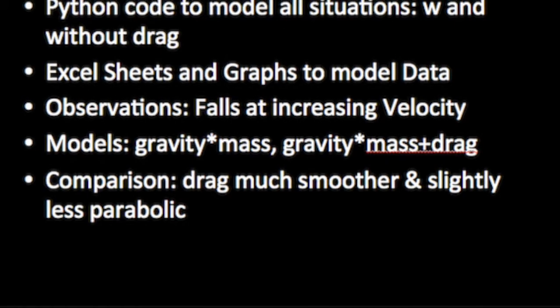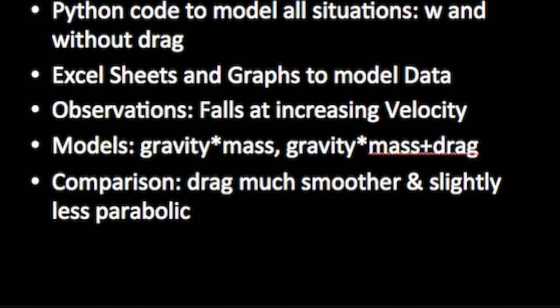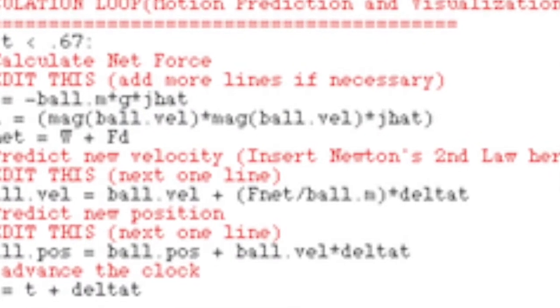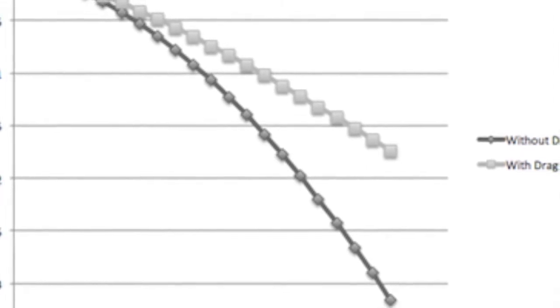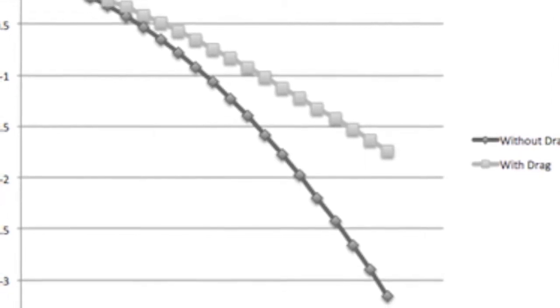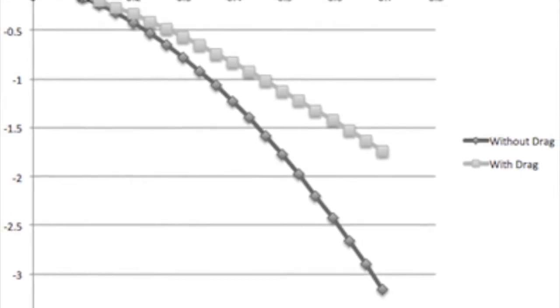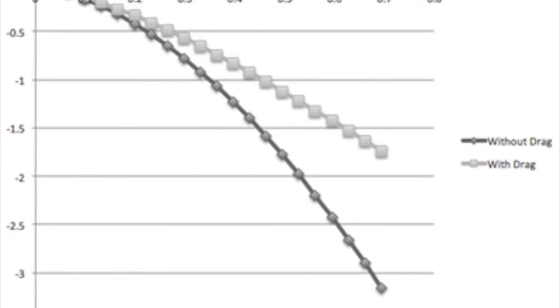To model the predicted motion of the ball over change in time, we use the Python code and separate the variables of Newton's second law to determine all situations of the ball. For example, we use one formula where the weight force is only gravity times the mass of the ball. Another predicted motion was set up where drag was incorporated. I graphed all this data on Excel spreadsheets.